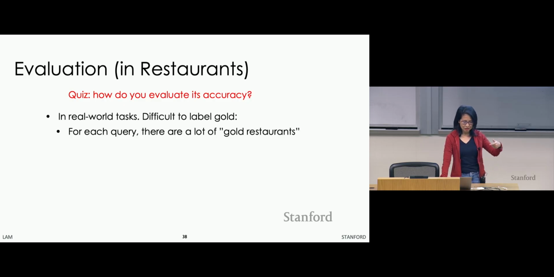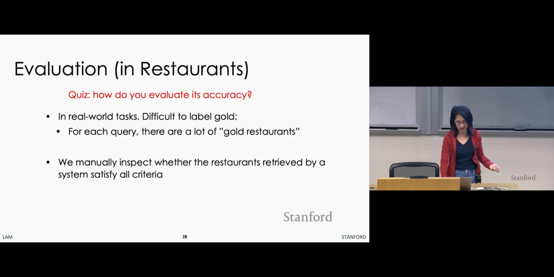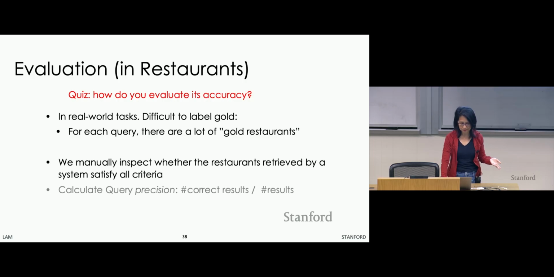Because there are so many difficulties. If I give you a query, there are a lot of possible answers. It is not really important to match exactly the answer that you asked for because there are many choices. And in real life, you don't need to see all the choices of restaurants anyway. I cannot label all of them and say any one of these will do. That would be just too much work. So what we do is manually inspect whether the restaurants retrieved by a system satisfy all the criteria. This is all done manually. And you calculate the precision, which is the number of correct answers over the number of results that you're looking for.